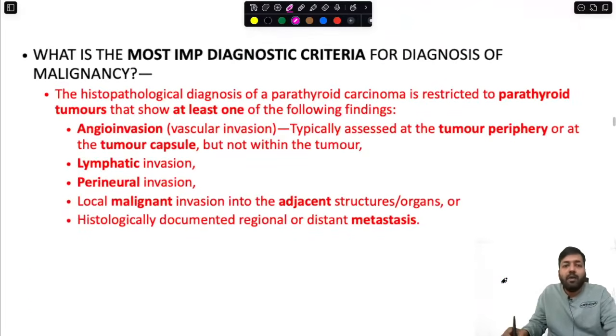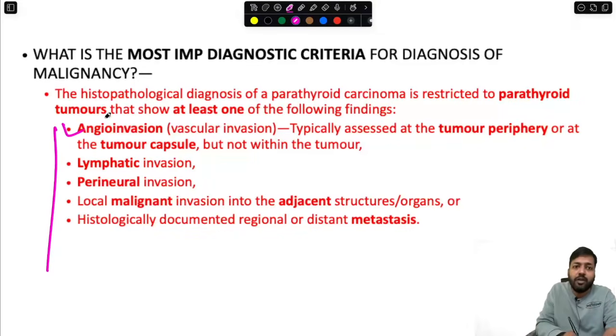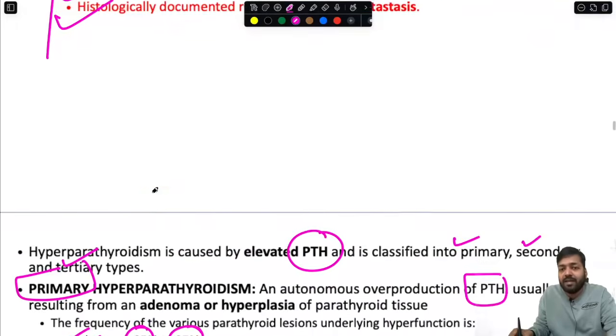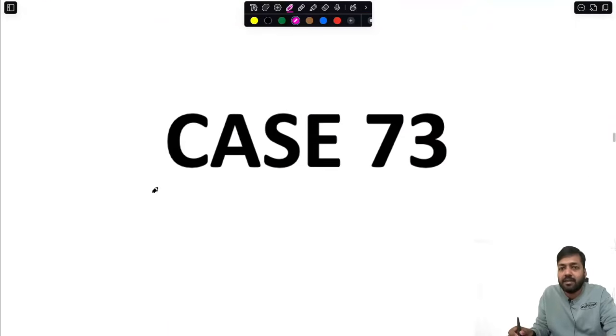What is the most important diagnostic criteria for the diagnosis of malignancy? This is given by the WHO. For diagnosis of parathyroid carcinoma, at least one of the following has to be there. Number one, angioinvasion, that is vascular invasion, typically assessed at the tumor periphery or at the tumor capsule but not within the tumor. Lymphatic invasion, perineural invasion, local malignant invasion into adjacent structures or organs, or histologically documented regional or distant metastasis. So with this, we have completed case number 72.